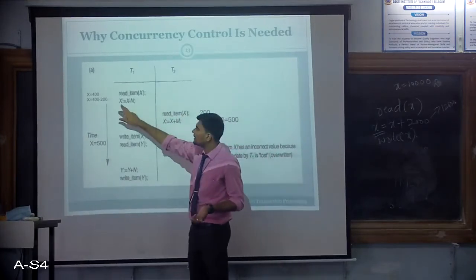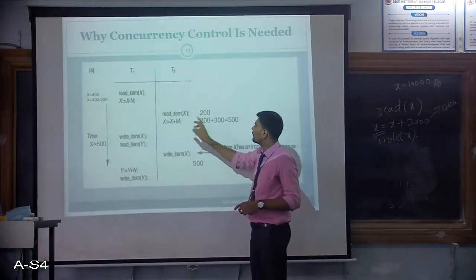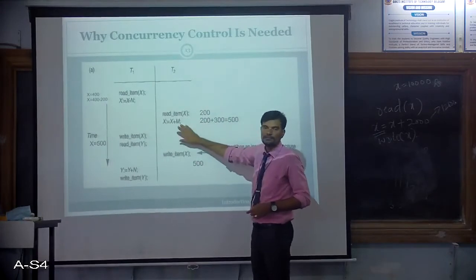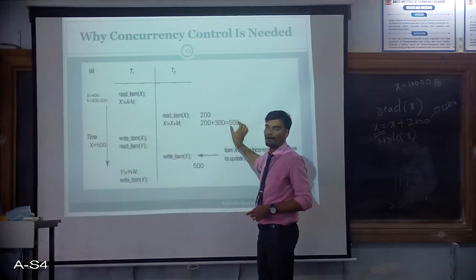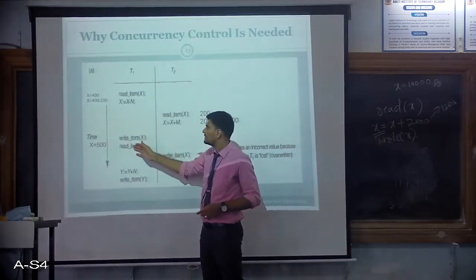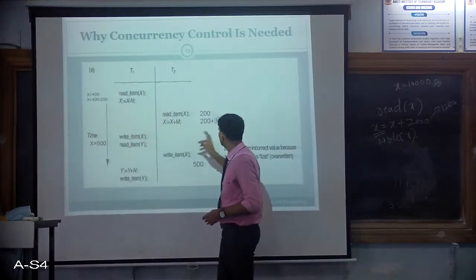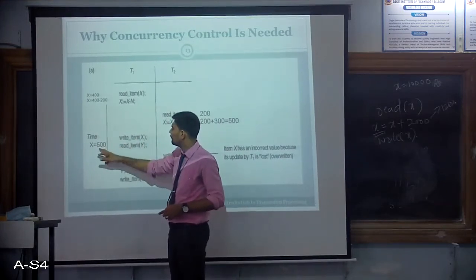So what is the updated value of X? The updated value of X is 200. After that, X equal to X plus m. The X value is 200, and the m value is assigned 300. So 200 plus 300, now the value of X is 500, right? After that, write item X. Transaction T1 executes and writes the value of X. The X value is now 500, so write item X equals 500.